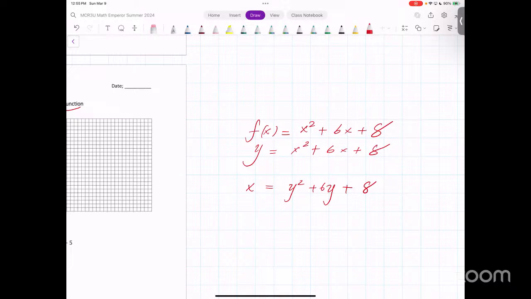What is the next step? Solve, isolate for y, isn't it? But here's a problem with this. Can I isolate for y easily? We've got y squared and y. Can I do that easily? There's no way I can do that.